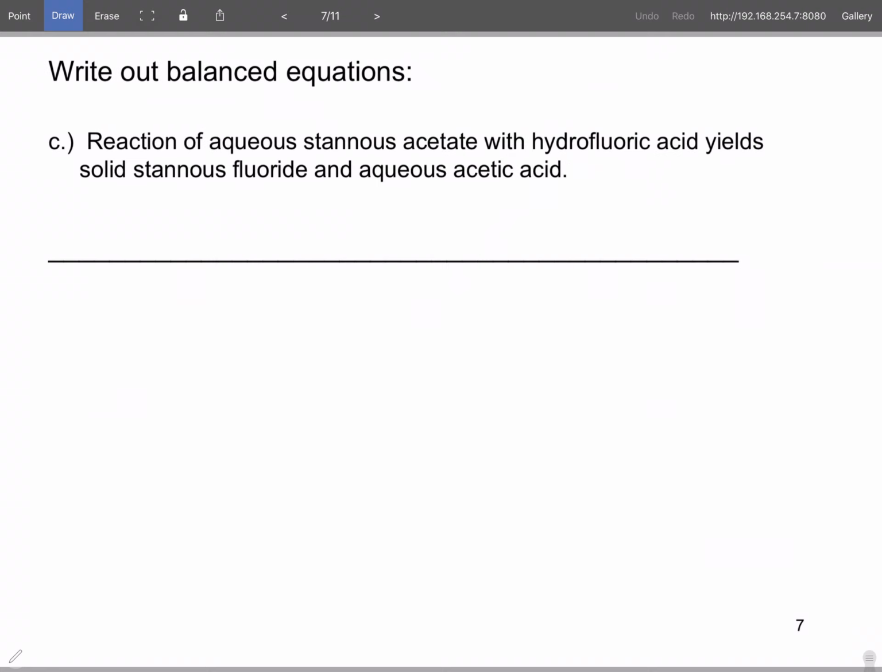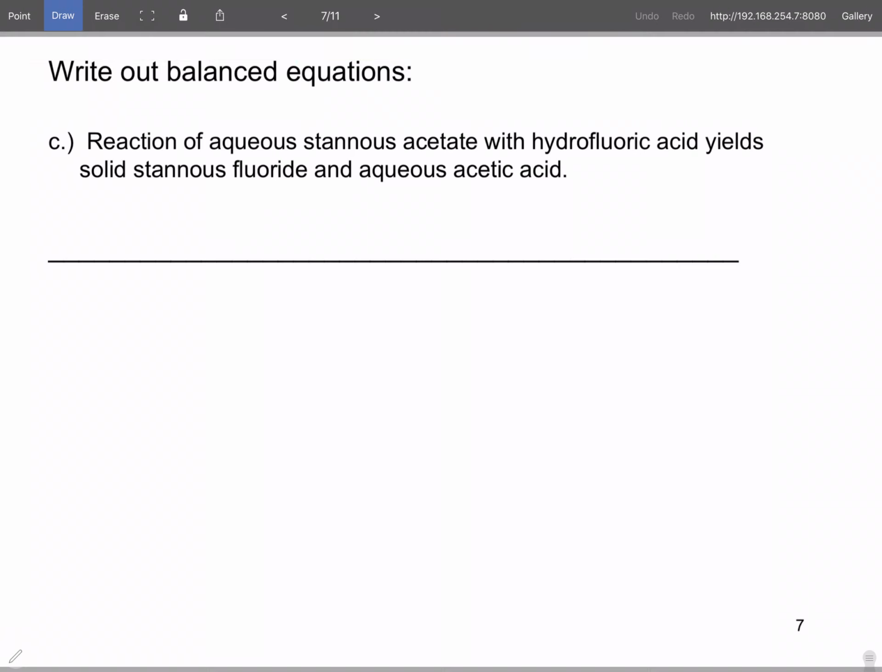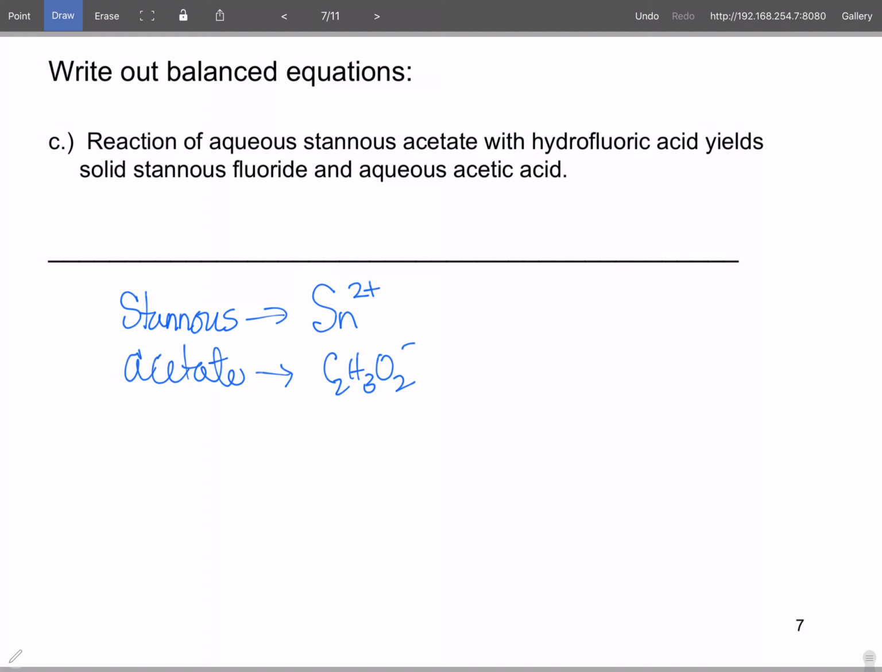Okay, so the reaction of aqueous stannous acetate with hydrofluoric acid results in stannous fluoride and aqueous acetic acid. So stannous, if you remember, is the lower valence, and your options are 2 plus and 4 plus, so that's Sn 2 plus. And acetate, remember, is C2H3O2 minus. Hydrofluoric acid is HF, and since it's an acid, it's aqueous.